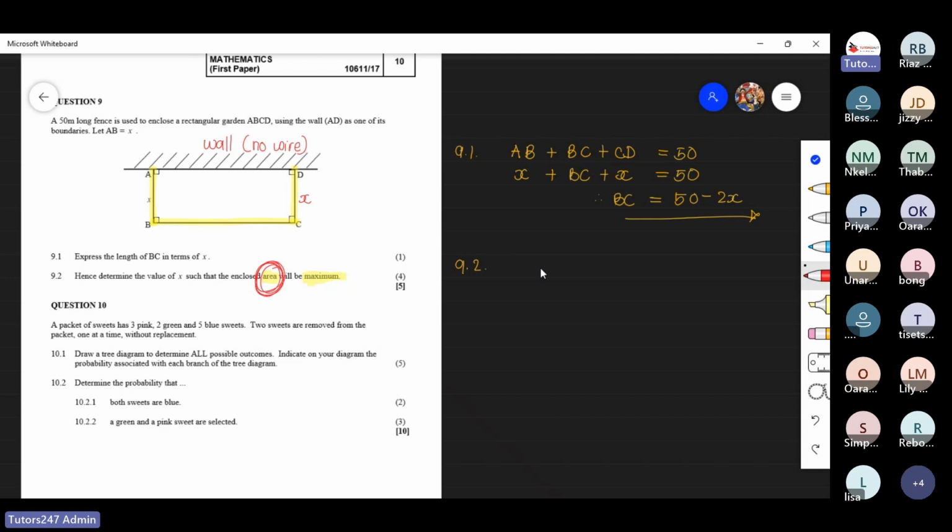So what is the area equation of a rectangle? It's length times breadth. If you don't remember your area equations or your perimeter equations, I would recommend looking at a grade 10 or grade 11 textbook, maybe a grade 9 one as well, if you have a sibling in one of those grades.